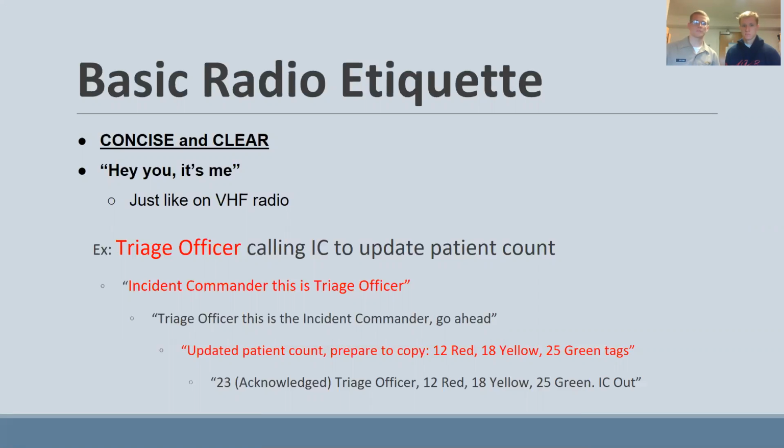So for example, if a triage officer was calling the IC to update on the patients, you would say, incident commander, this is triage officer. Triage officer, this is the incident commander, go ahead. Updated personnel count, prepare to copy: 12 red, 18 yellow, 25 green tags. Triage officer, I counted 12 red, 18 yellow, 25 green, IC out. So that's just the basic format. It's easy and the same across everyone.